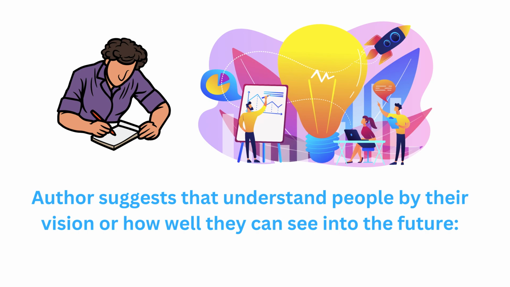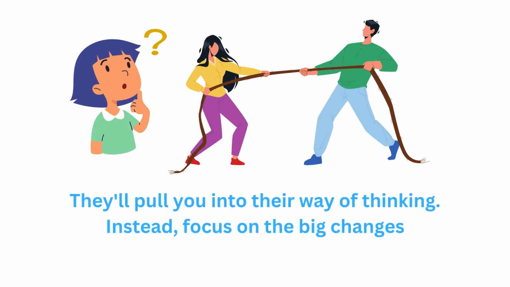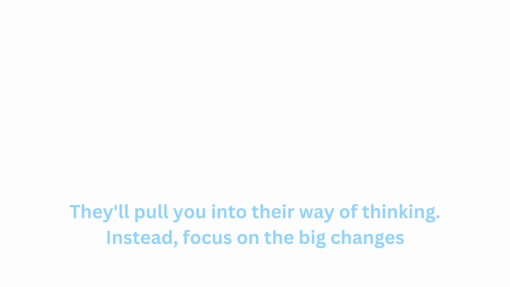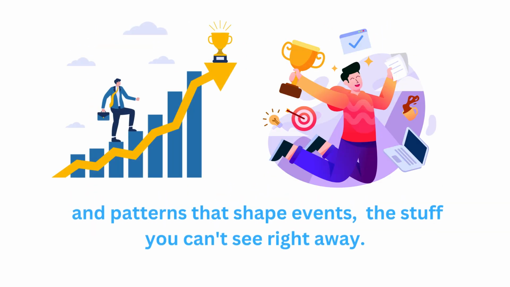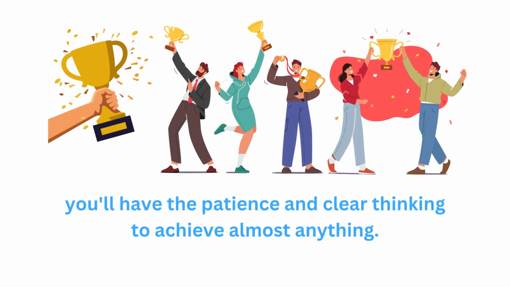The author suggests that you understand people by their vision, or how well they can see into the future. Stay away from those who only react to things as they happen and don't think about what their actions might lead to. They will pull you into their way of thinking. Instead, focus on the big changes and patterns that shape events, the stuff you can't see right away. Don't forget about your big goals. When you look at things from a higher viewpoint, you will have the patience and clear thinking to achieve almost everything.